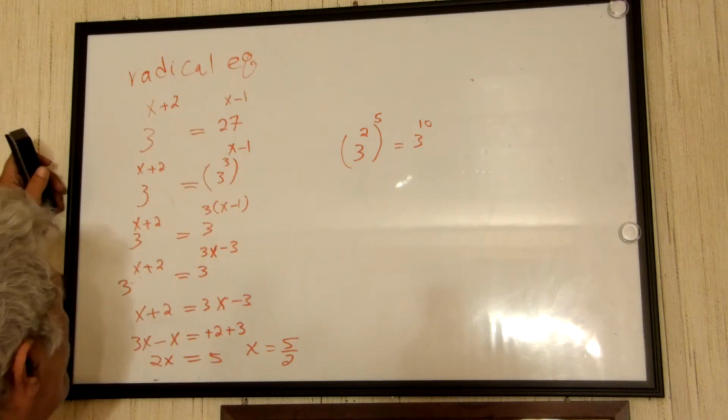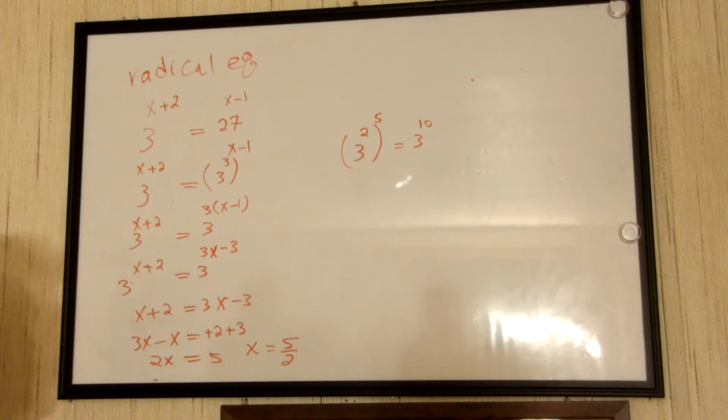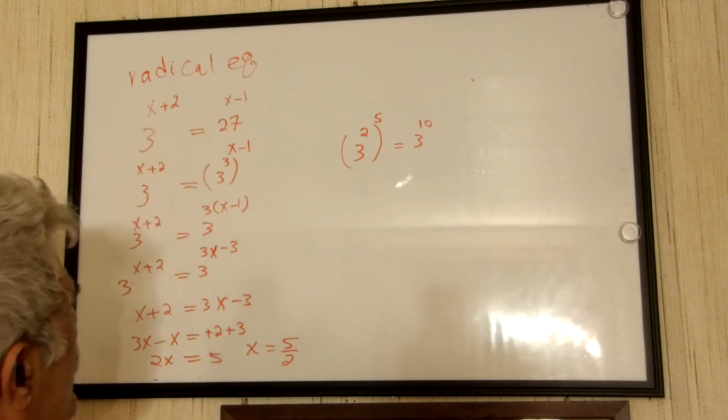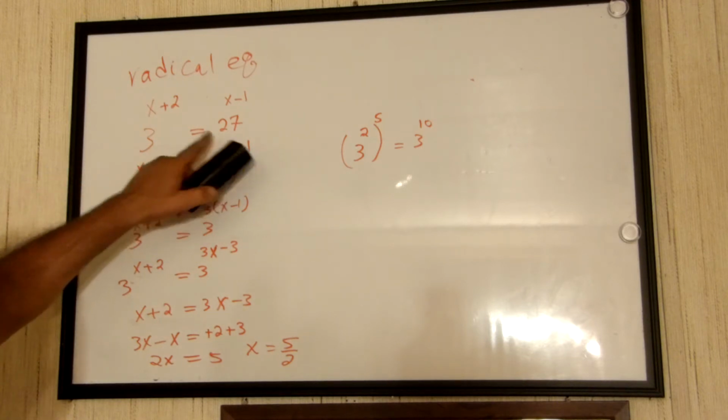If we put 5 over 2 into the equation, we can check it and find that these two sides are equal.